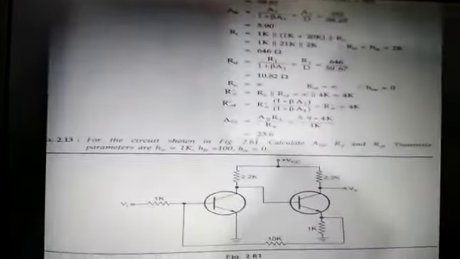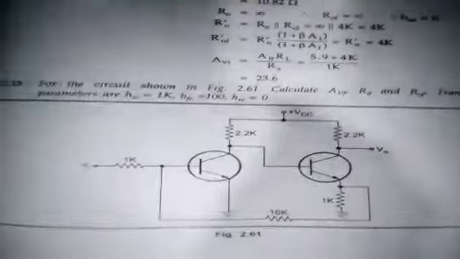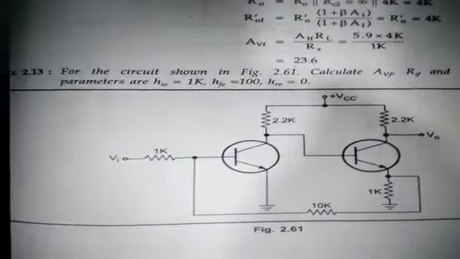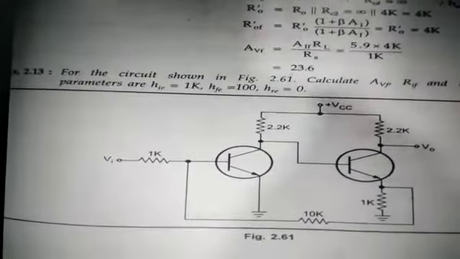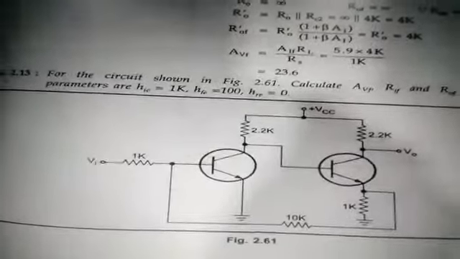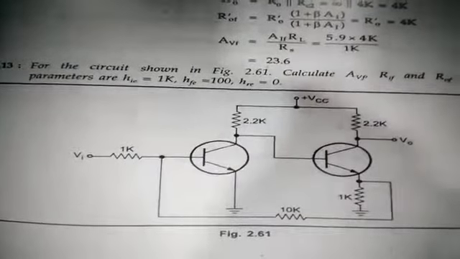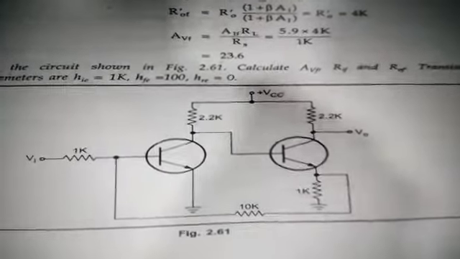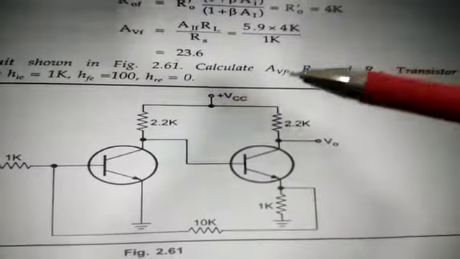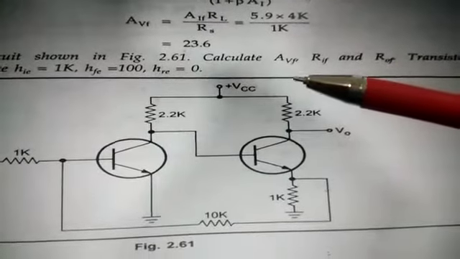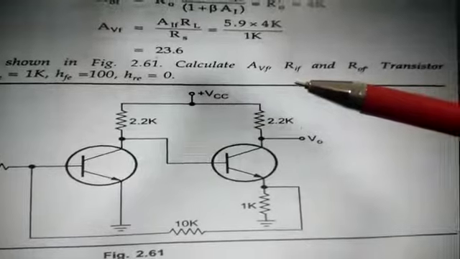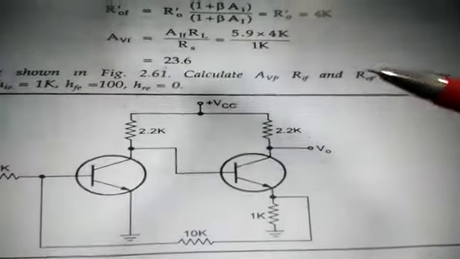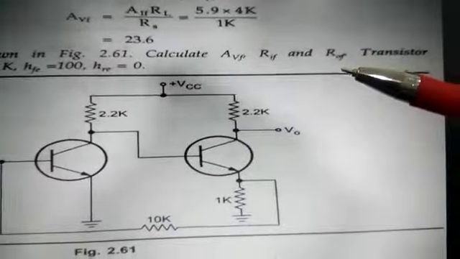I have taken this numerical 2.3, shown here, for the circuit in the figure below. Calculate AVF, the voltage gain with feedback, the input impedance with feedback RIF, and the output impedance with feedback.